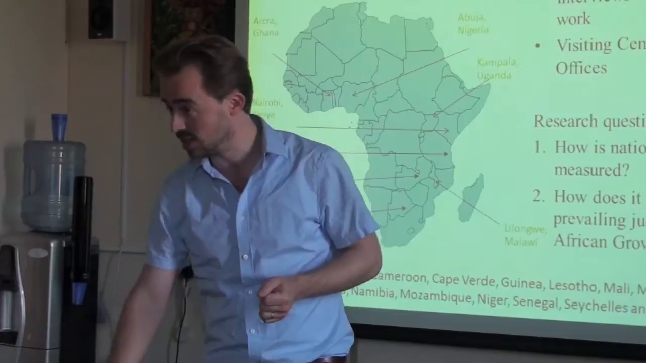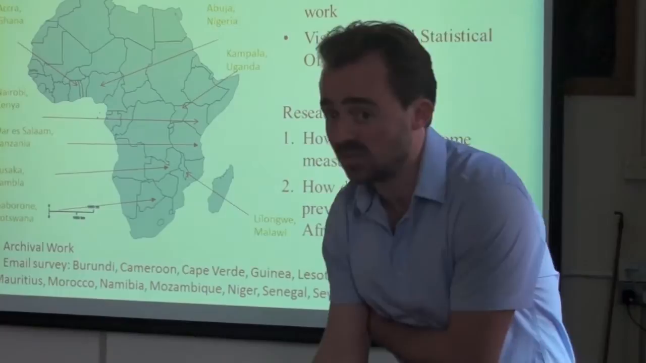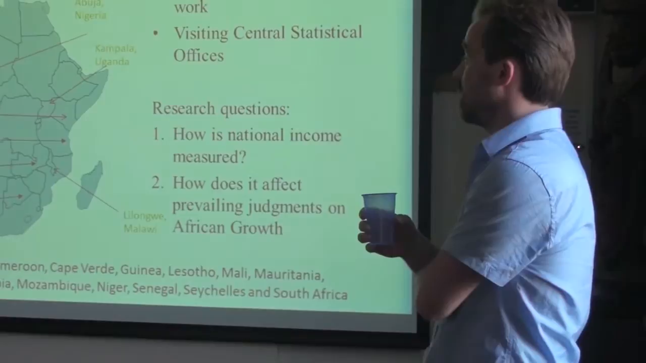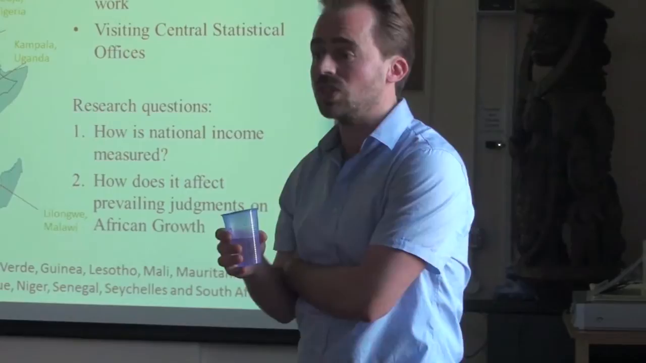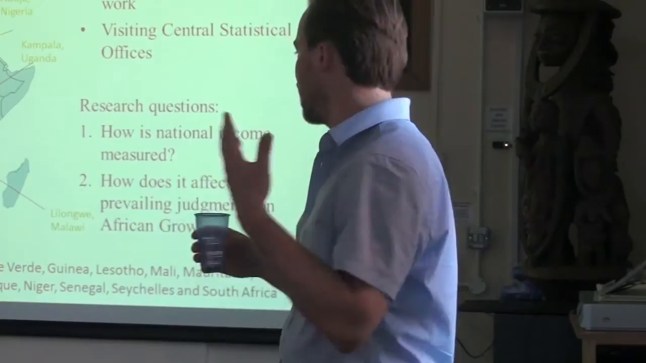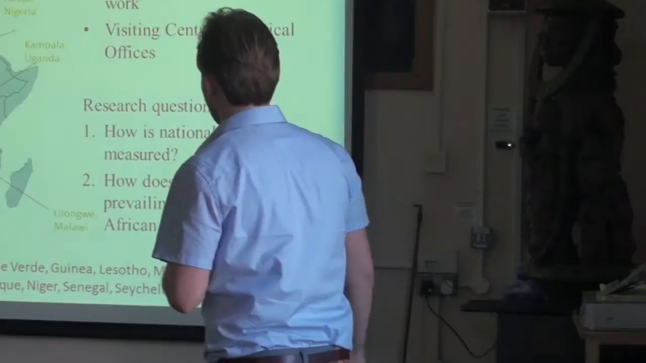So between 2007 and 2010, I did visit some statistical offices. I went to Ghana, Nigeria, Kenya, Tanzania, Zambia, Botswana, and Malawi, where I did interviews and archival work, trying to write the history of how GDP has changed and what the data sources are. I asked them, how do you come to know, how much do you know, what are your resources, and so forth. How is national income measured? How does it affect prevailing judgment of African growth?